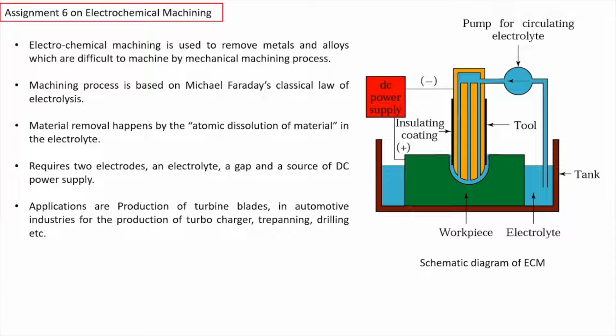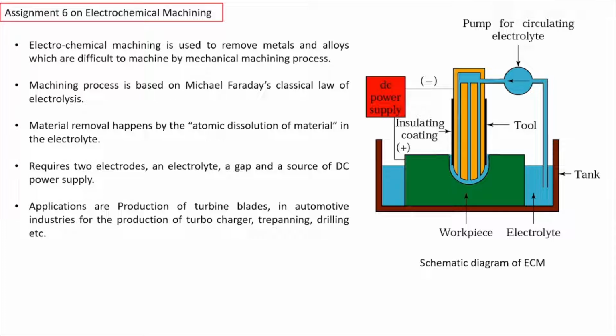Electrochemical machining obviously is a non-traditional machining process. Actually it belongs to the electrochemical category. It's actually the opposite of the electrochemical or galvanic coating or deposition process. We'll be coming into that later. We'll see how this whole machining process works.